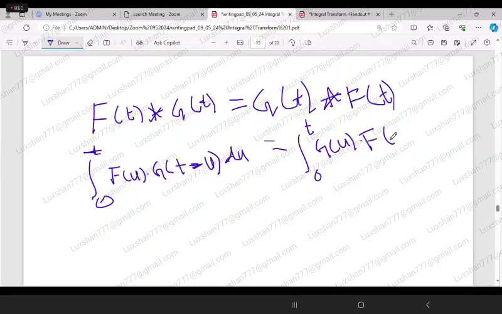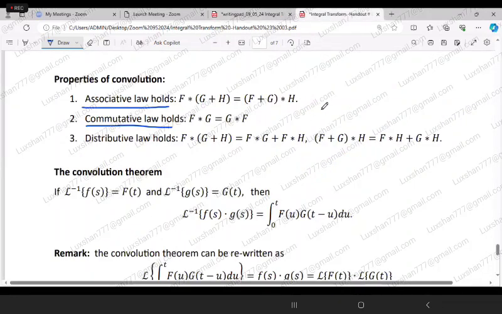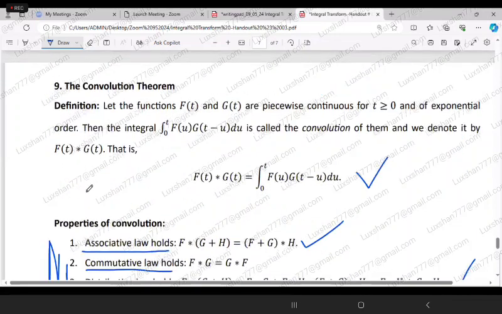So f of, okay, so this is for the associative. Similarly you can say that the associative law also holds, and the distributive law also holds. These are the properties, but if you know them, it is enough. You don't need to prove this because our topic is actually Laplace transform.